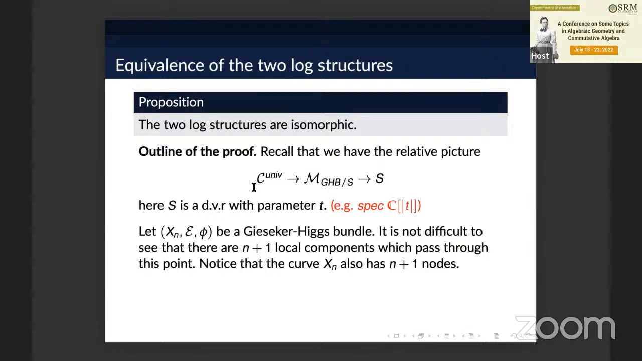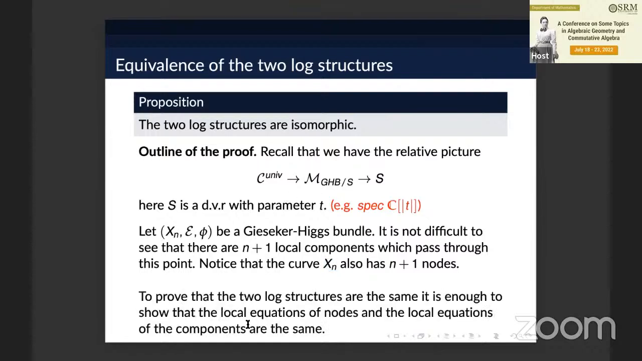So recall that we have this relative picture. This is our relative moduli space over S, and C univ is the universal curve. Let X_n, E be a Gieseker Higgs bundle. It is not difficult to see that there are n plus 1 components which pass through this point. Notice that this curve X_n also has n plus 1 nodes. So if there are n P1s, then there are n plus 1 nodes. So the number of local components of this moduli space and the number of nodes of X_n are the same.